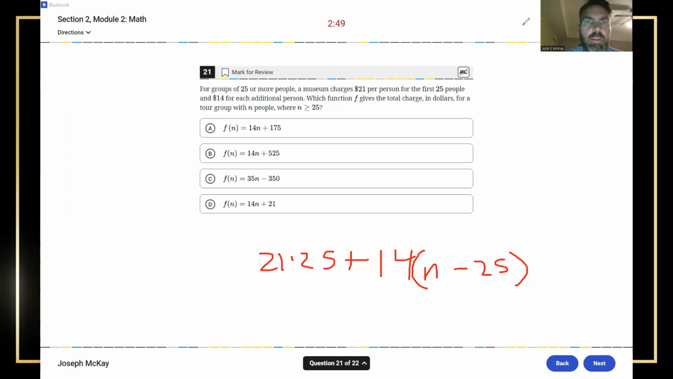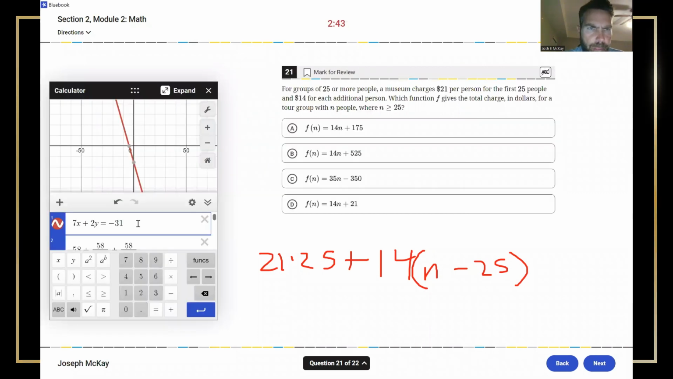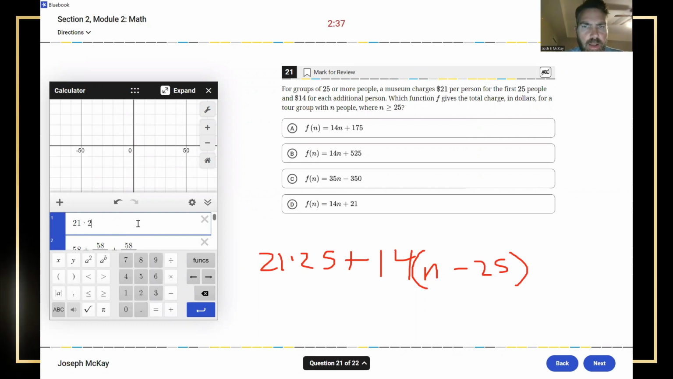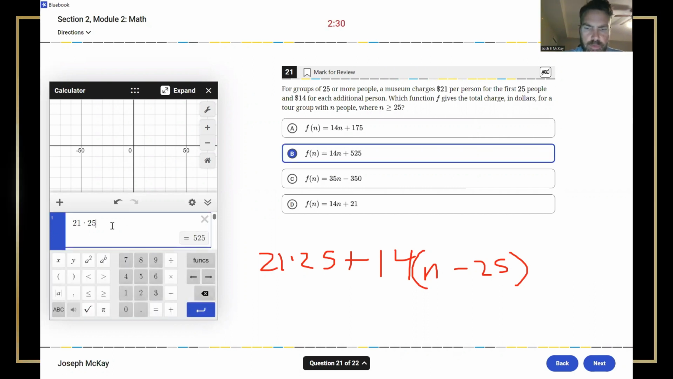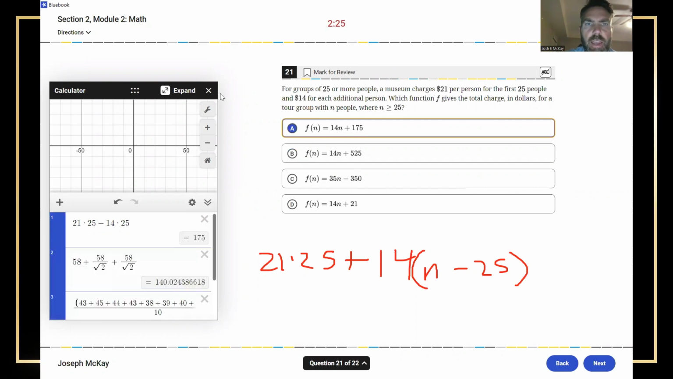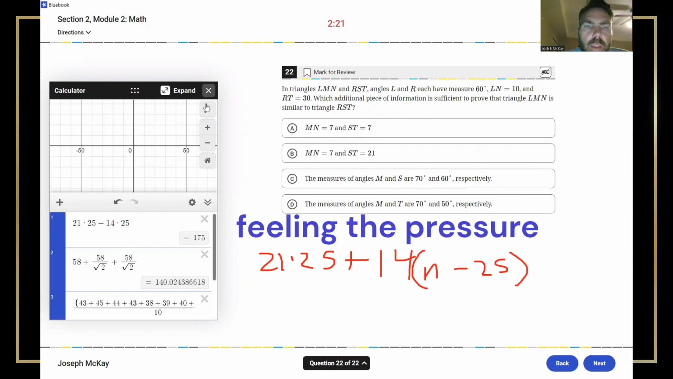So I need the calculator back for this one. Ooh, I'm running low on time. 21 times 25 is 525. So I need to minus 14 times 25. And that gives me 175. So it's A. Sorry, I got to rush a little bit, guys. Just make sure I get this last one done.